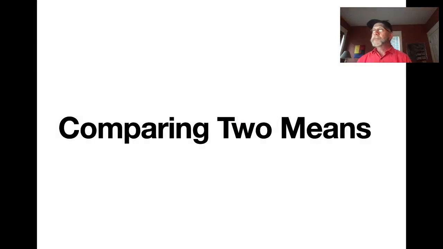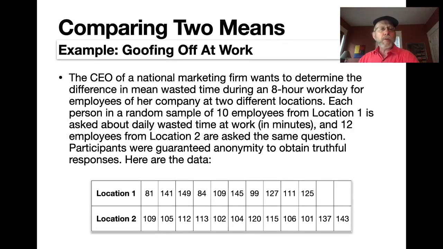Comparing two means. So as usual, I want to start with an example. This will be different than the SAT math example, but you'll see the commonalities, I think. Suppose the CEO of a national marketing firm wants to determine the difference in mean wasted time during an 8-hour workday for employees of her company at two different locations. Each person in a random sample of 10 employees from location 1 is asked about daily wasted time, and a sample of 12 employees from location 2 are asked the same question.